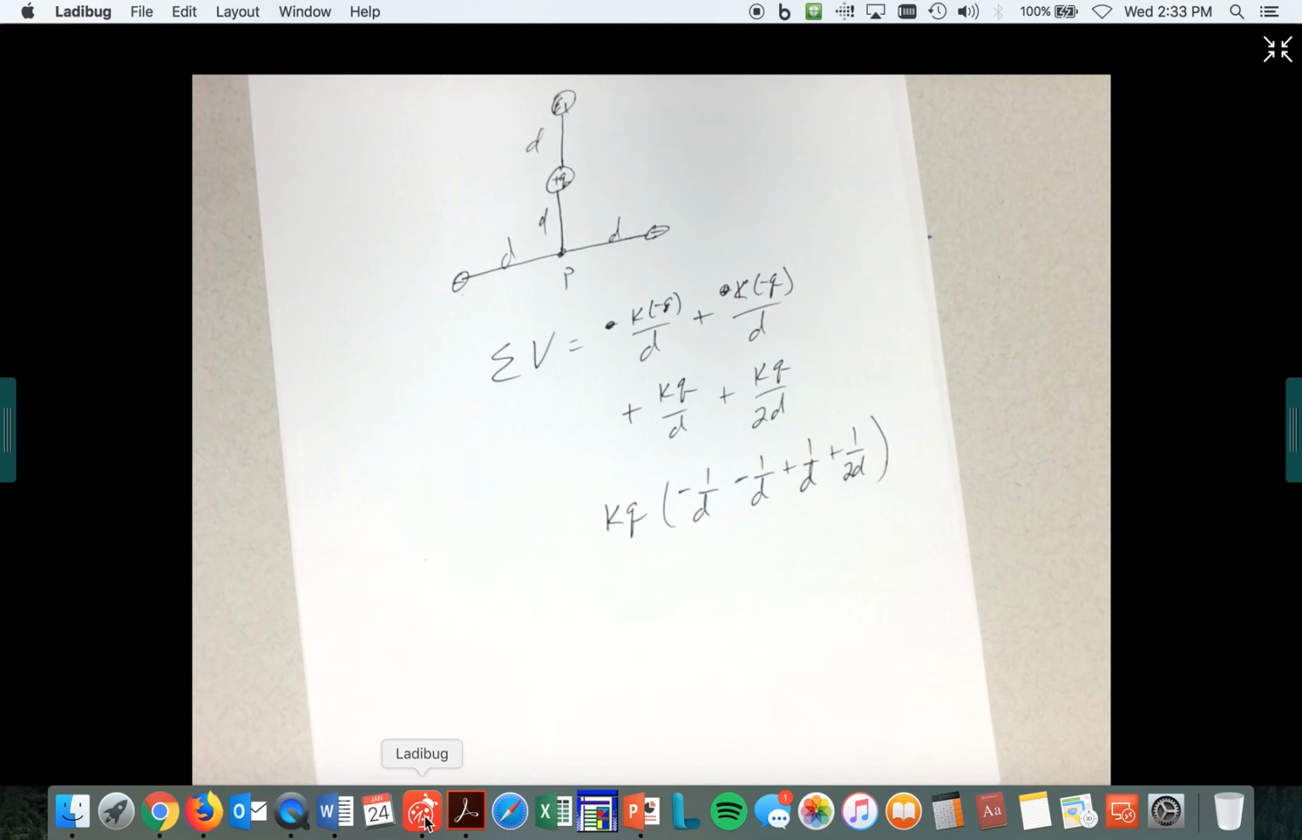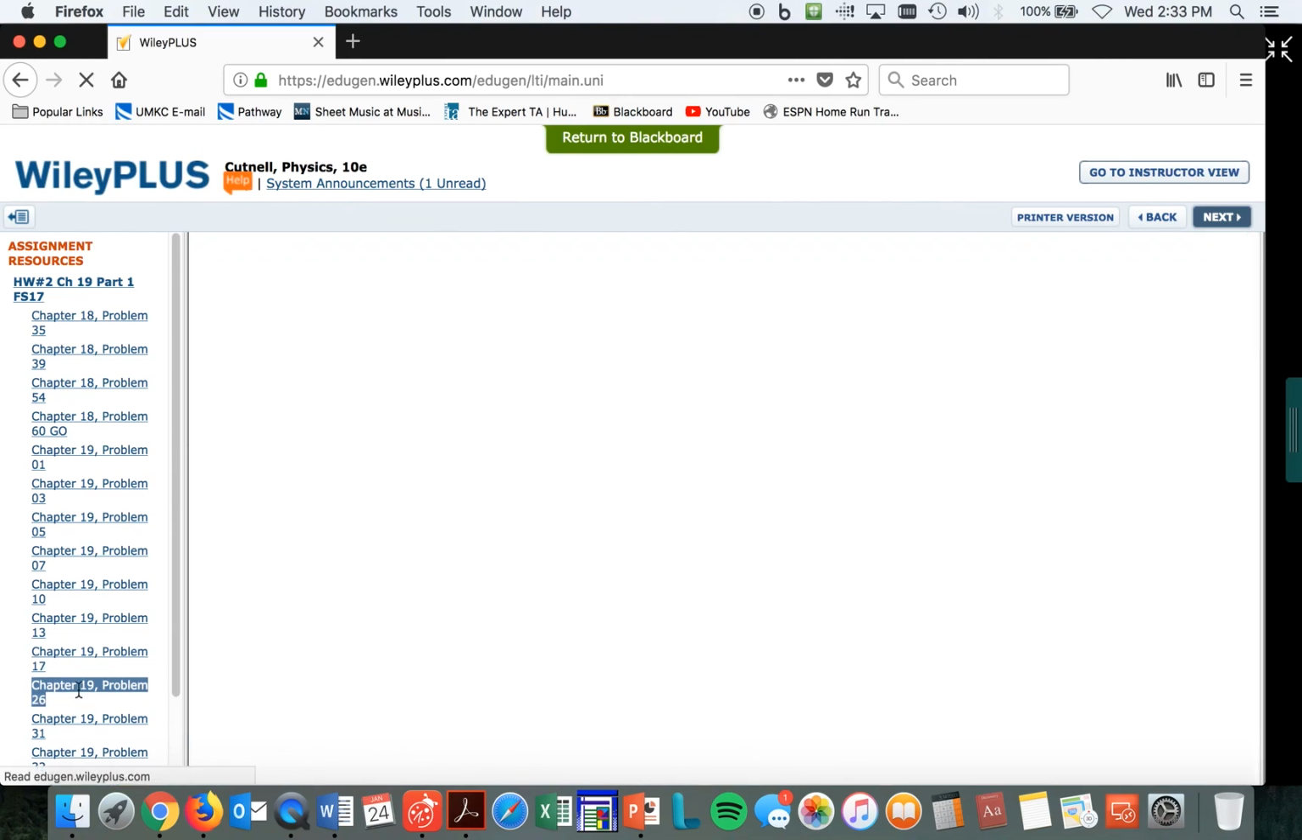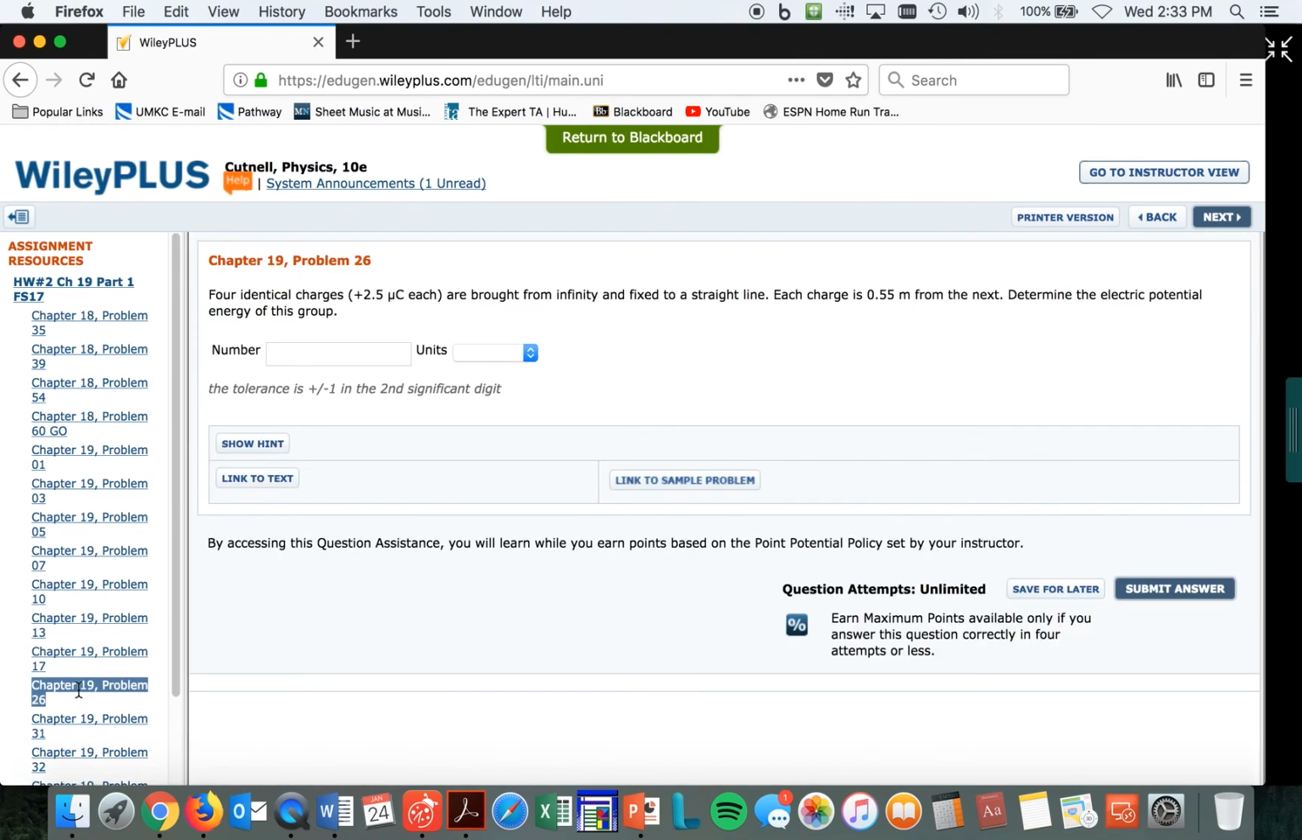Let's look at another one. But you needed to see what was going on. Voltages are nice. We just add those puppies up. Now, this is what we like to do. Four identical charges are brought from infinity and fixed to a straight line. Each is 0.55 from the next. Determine the electric potential of this whole group. So we've got to find the electric potential, the voltage, of this entire group.